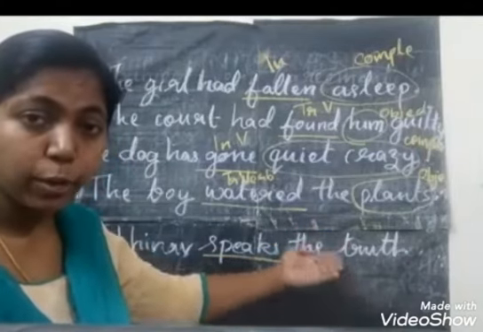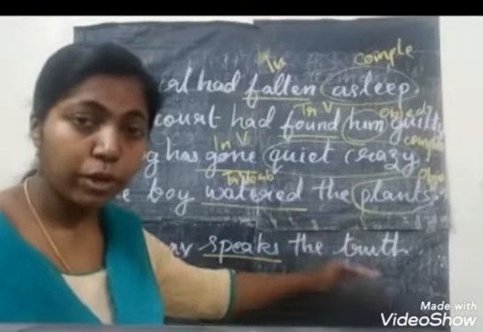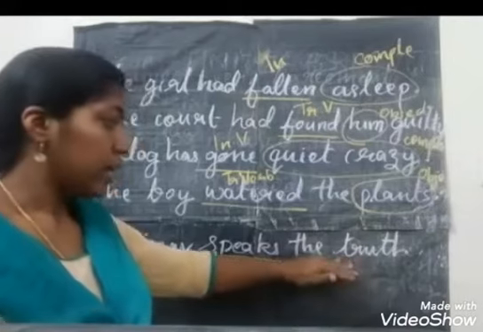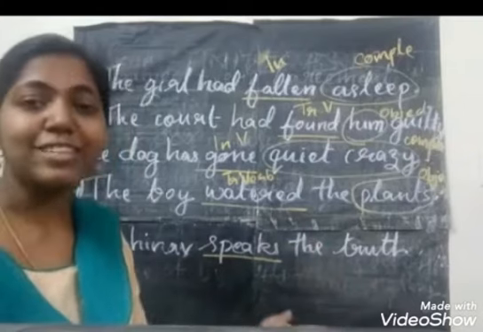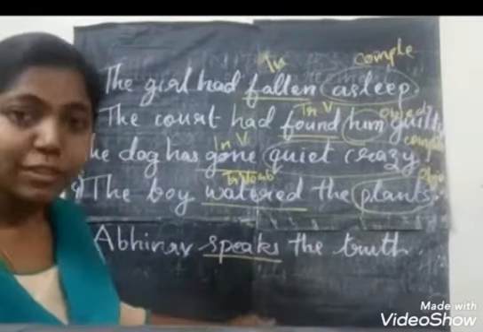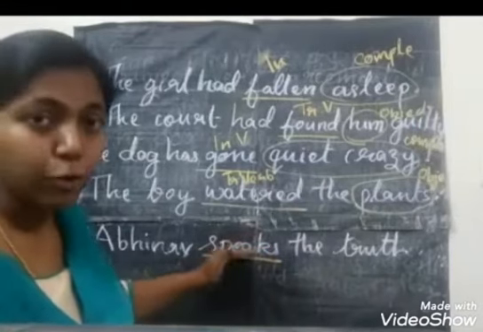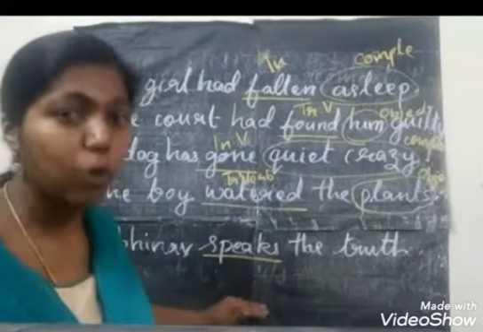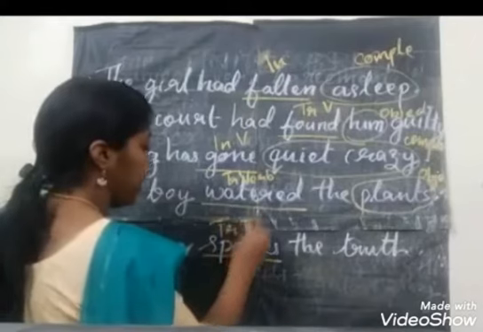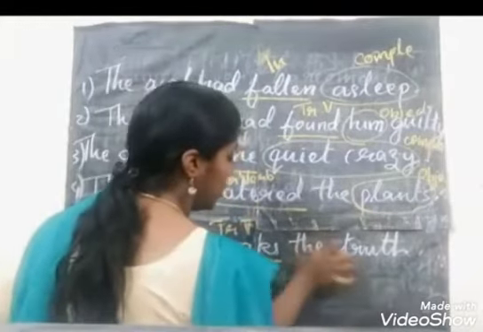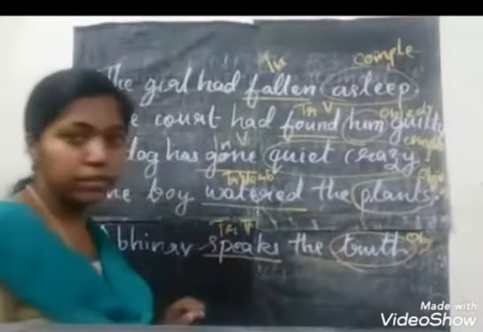Can you make this into passive? Abhinav speaks the truth. How will you make it into passive? The truth was spoken by Abhinav. Yes, you changed it into passive voice. So this is a transitive verb. If you are able to change it into passive voice, children, this is what? Yes, transitive verb. And the truth becomes the object in the sentence.